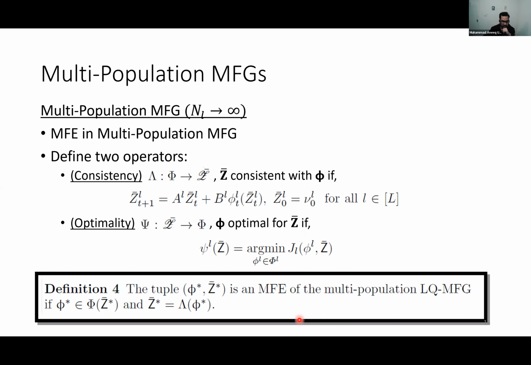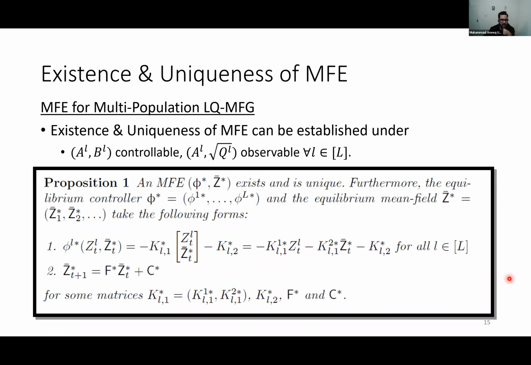The definition of mean field equilibrium is the tuple phi star and z bar star, where phi star is optimal with respect to z bar star, and z bar star is consistent with respect to phi star. So this is just the definition of the mean field equilibrium. Now we present our first result of the work. We can show existence and uniqueness of the mean field equilibrium under fairly general controllability and observability conditions, where we say that if A_L, B_L are controllable and A_L and square root of Q_L are observable, then we can show existence and uniqueness.